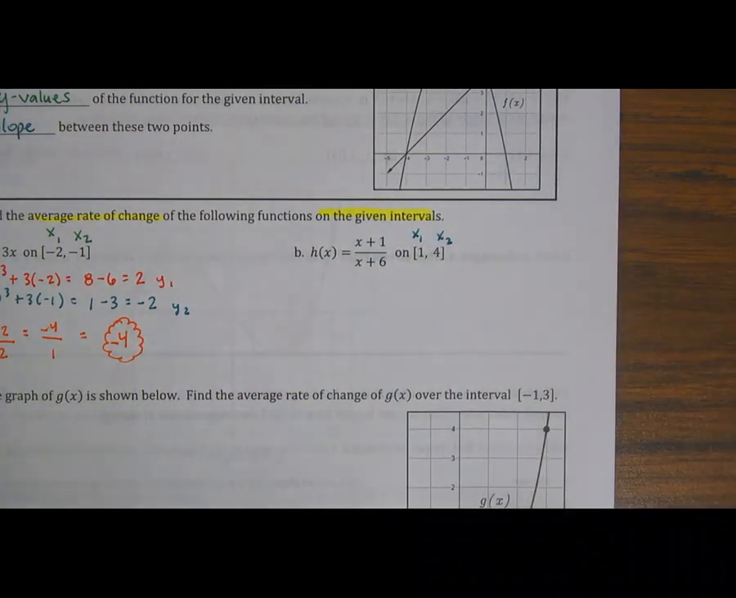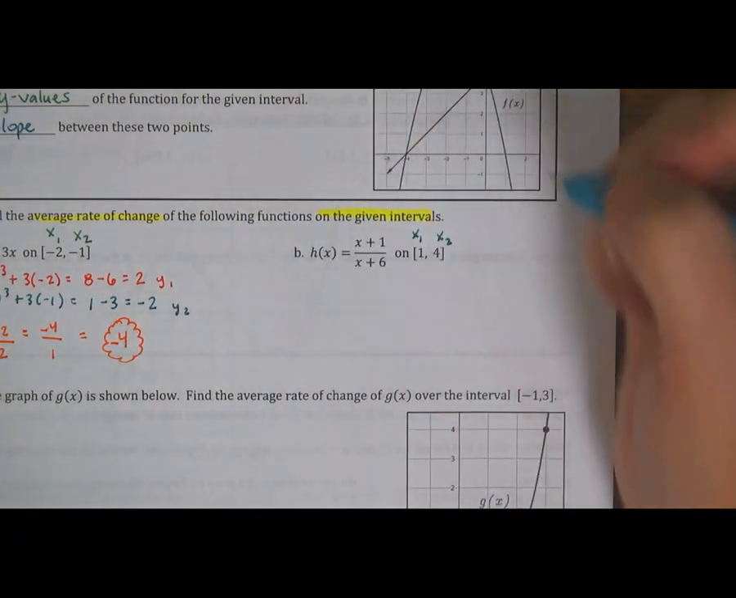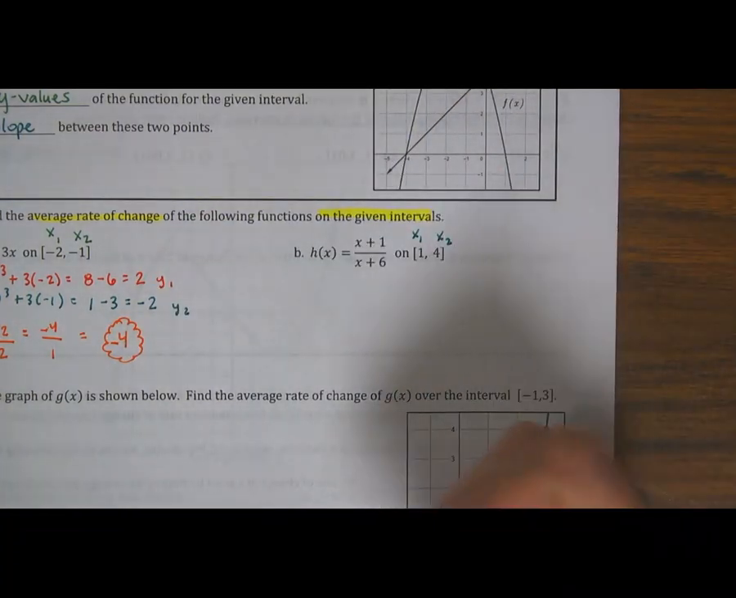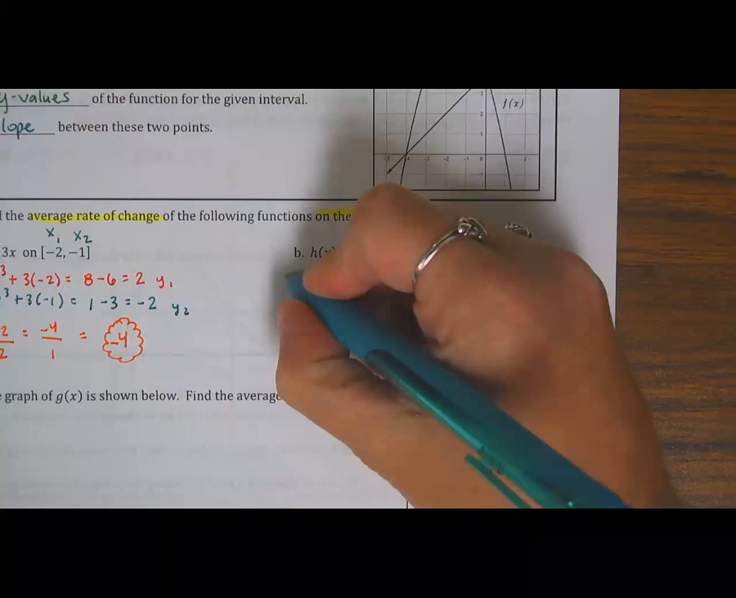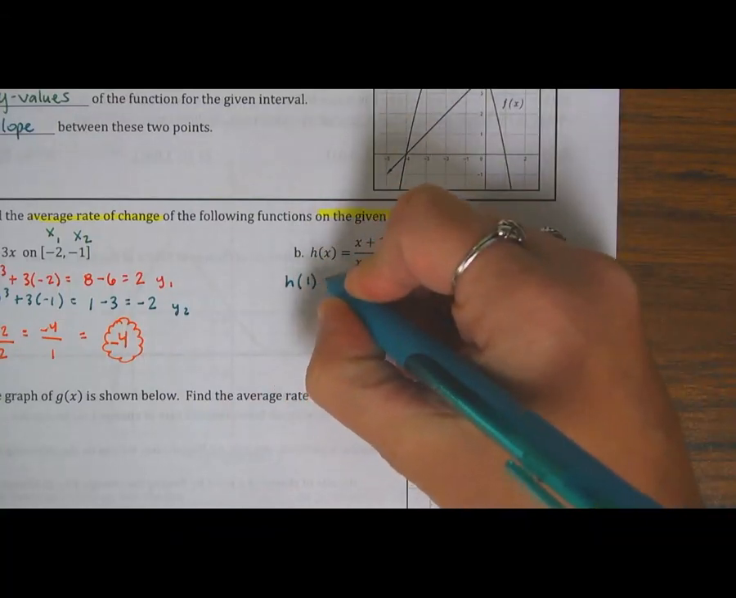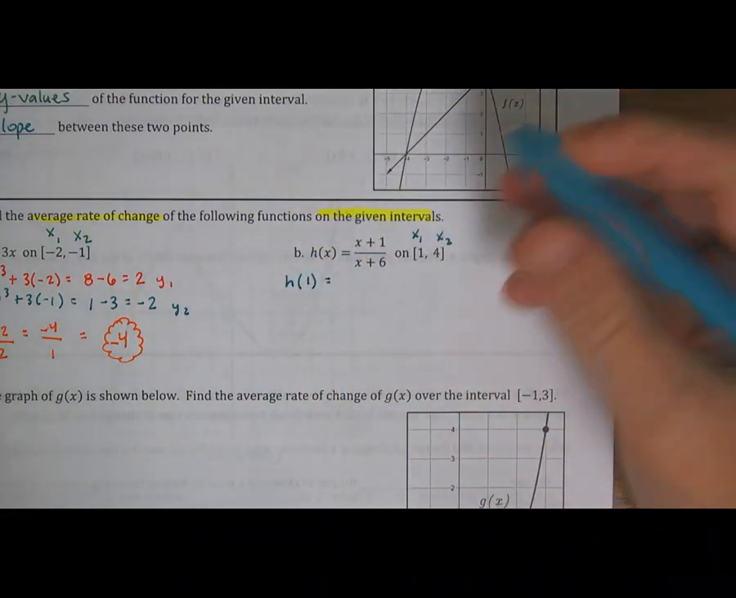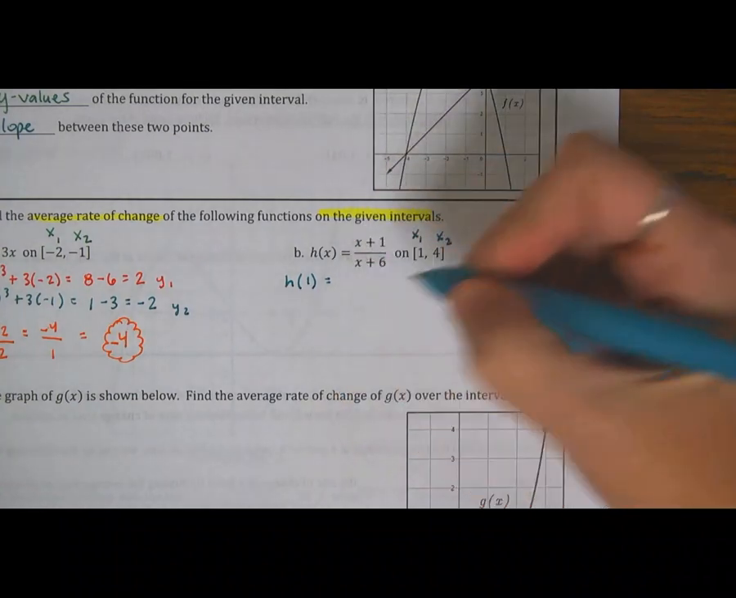So I'm going to be quiet for a second, and I want you to just work on this one and see if you understand the task. Plug in 1, see what you get. Plug in 4, see what you get. Then find the slope, or the average rate of change, rather. We got some nice fractions going on in this problem, so take your time.